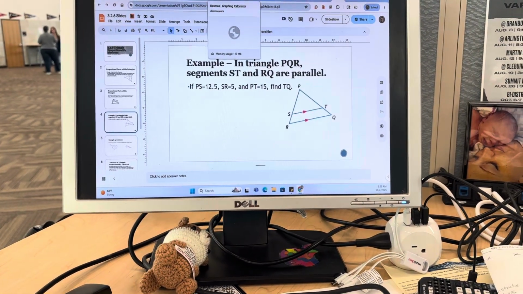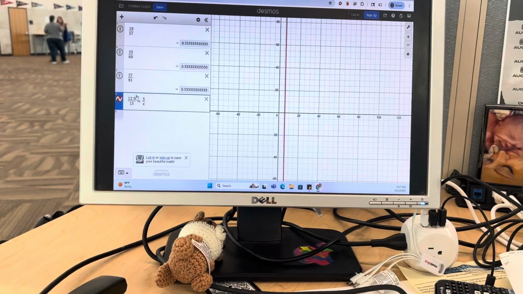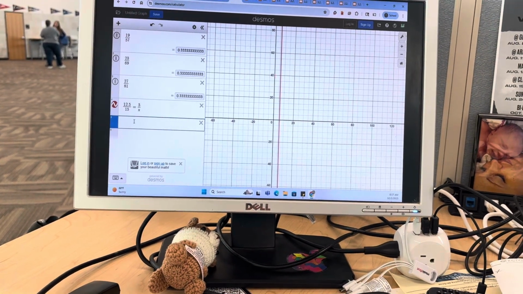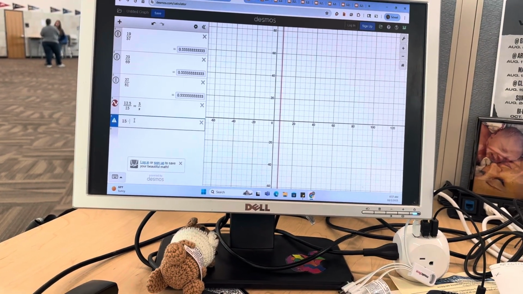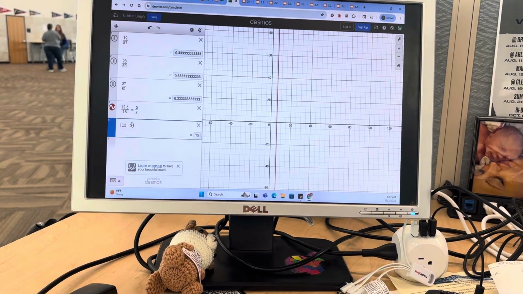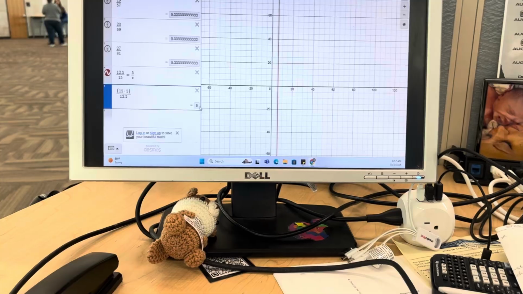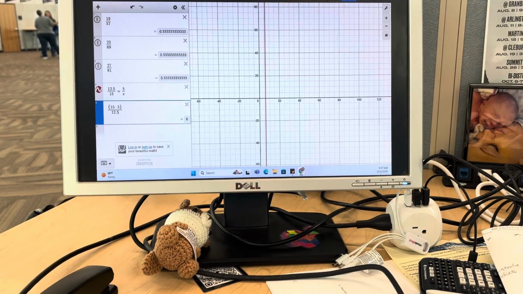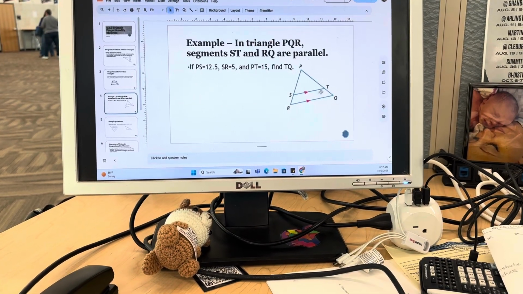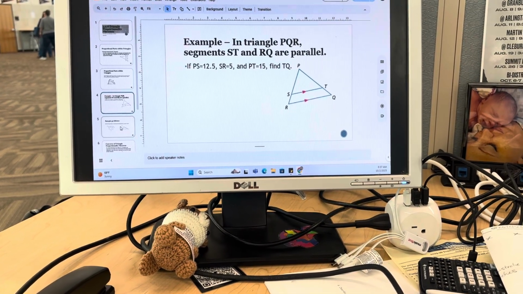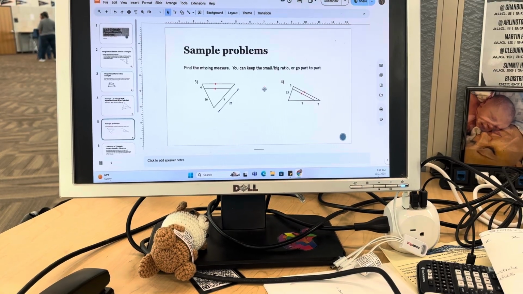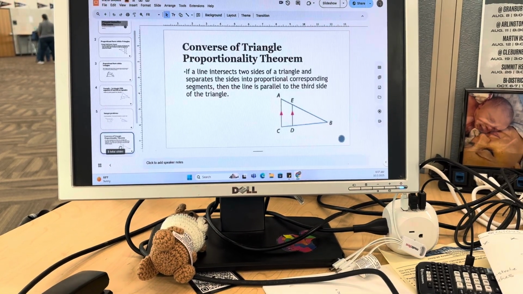I just typed that out so I can see it. What I would do if I cross multiplied is I would take 15 and multiply that by 5, and then divide that whole thing by 12.5. I end up with 6. X is equal to 6. So this TQ here would be 6. More sample problems is going to be doing the same thing over and over again.